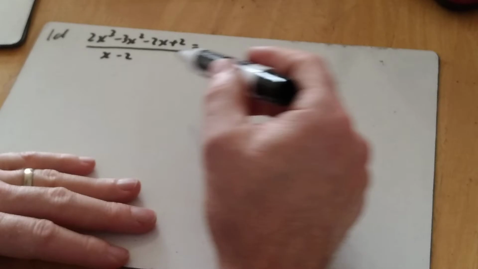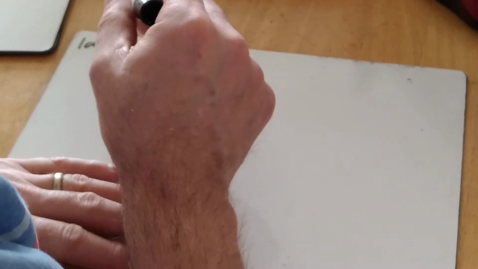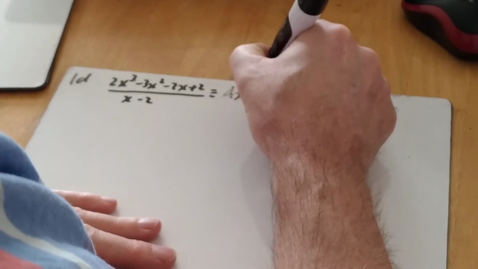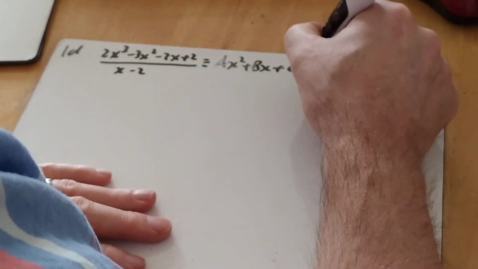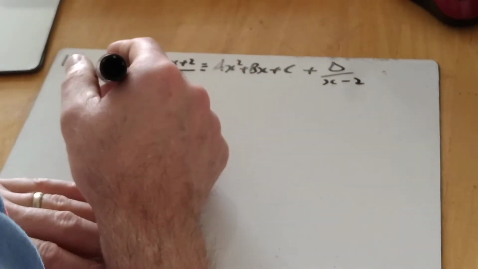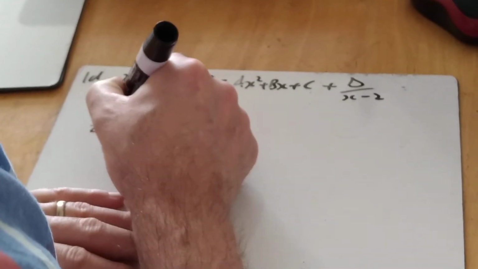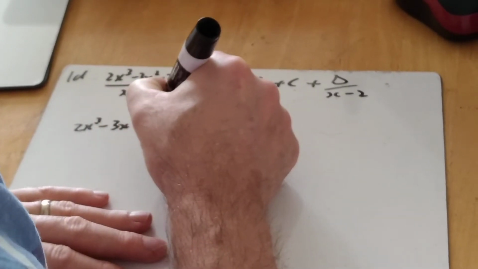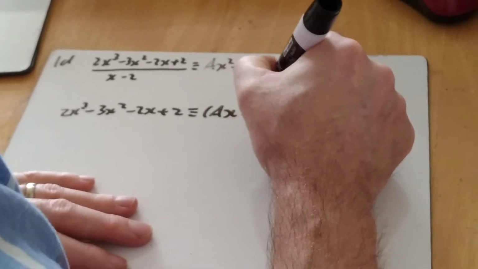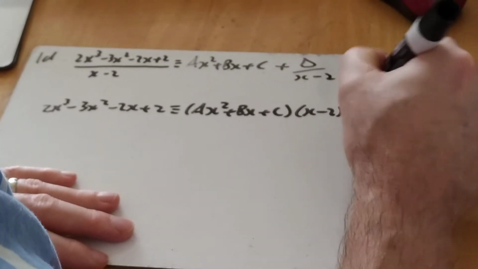Okay, the fourth example, very similar to before, but it'll be slightly longer because I've got a cubic divided by a linear. So my setup, we find x cubed divided by x, I have an x squared. So I need to have ax squared plus bx plus c, a quadratic expression, and then plus d over x minus 2. And as before, times by the x minus 2 to get rid of the fraction: 2x cubed minus 3x squared minus 2x plus 2 is equivalent to ax squared plus bx plus c times by the x minus 2 and then plus d.